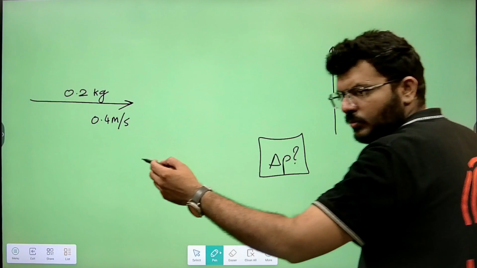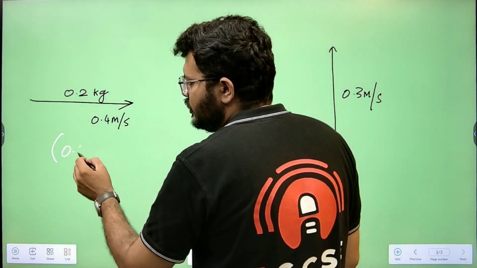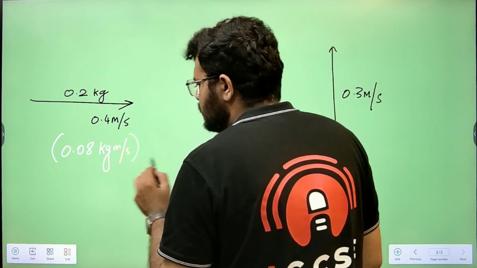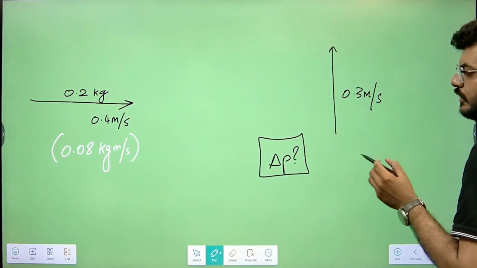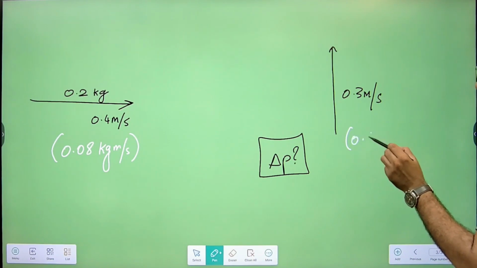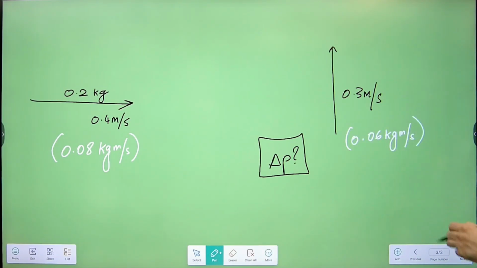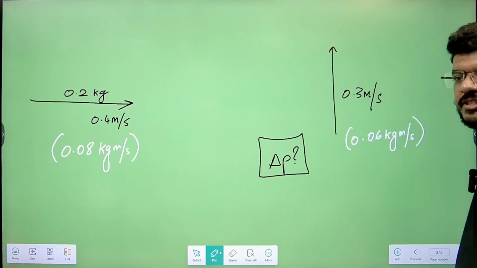Okay, so let's find the momentum of this thing. The momentum is 0.08 kg meters per second. Right? Here the momentum is 0.06 kg meters per second. So what is your change in momentum? 0. Which is incorrect. Pythagoras, because this is a vector.